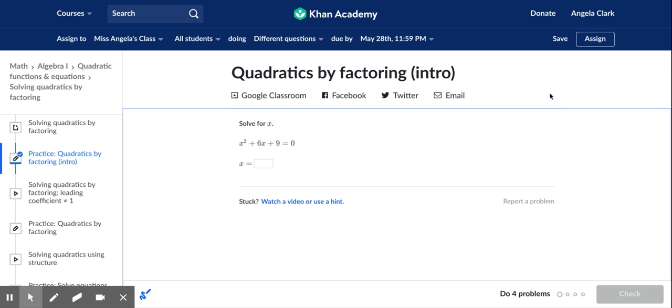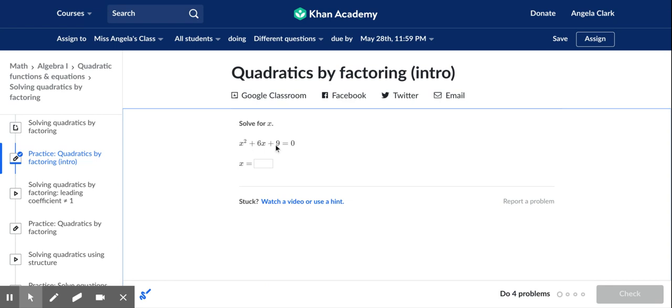Hi guys, so this is solving quadratics by factoring. So in the last unit we learned how to factor, and in the last video we learned that if we had two things multiplied by each other set equal to 0, I can use something called the zero product property. So here I have a quadratic.